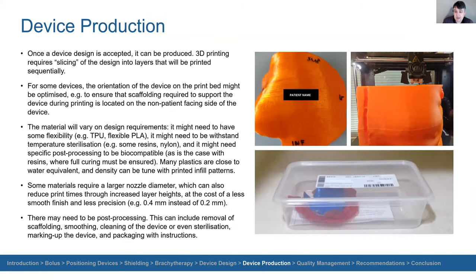So once you've got a design, you'll need to print it. Once a device design is accepted, so usually in a department, you're going to have some sort of process for acceptance of designs prior to printing. You need to convert it to instructions that a 3D printer can understand, which requires slicing of the design into the layers that get deposited sequentially. For some devices, you'll want to optimize the orientation of the print on the print bed. Maybe to ensure, for example, that scaffolding that's required to support the device as it's being printed is not located on the patient facing side of the device, so that when it's removed, it doesn't need too much smoothing to be able to be placed on the patient.